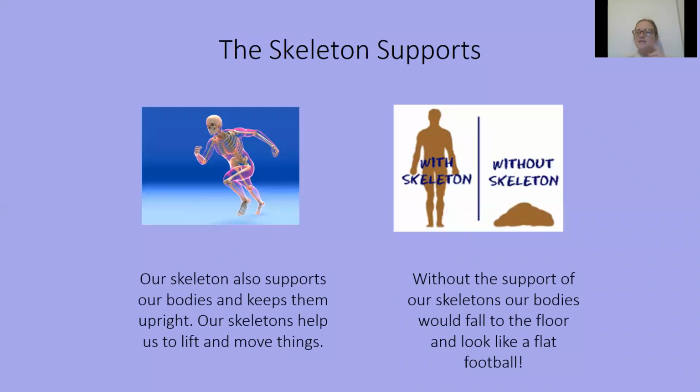So the skeleton's second job is to support. Our skeleton also supports our bodies and keeps them upright. Our skeletons help us to lift things and to move things as well, because we have joints in our arms that help them to bend and stretch, and then those help our bodies to move and help us to bend our legs, to bend our arms, to move and to lift things. And without the support of our skeletons, our bodies would fall on the floor and look like a flat football or just like a lump of skin and organs.